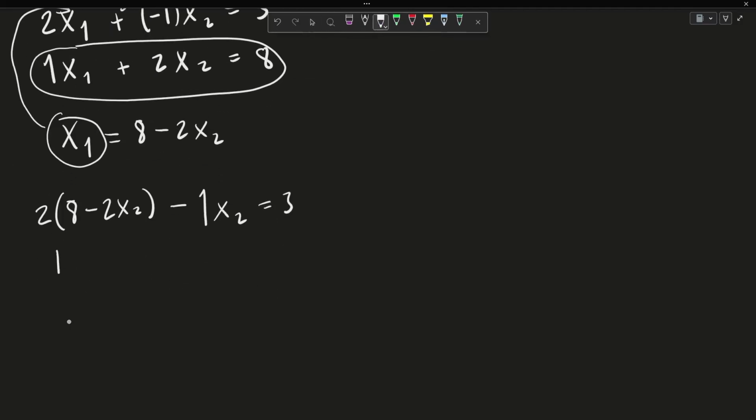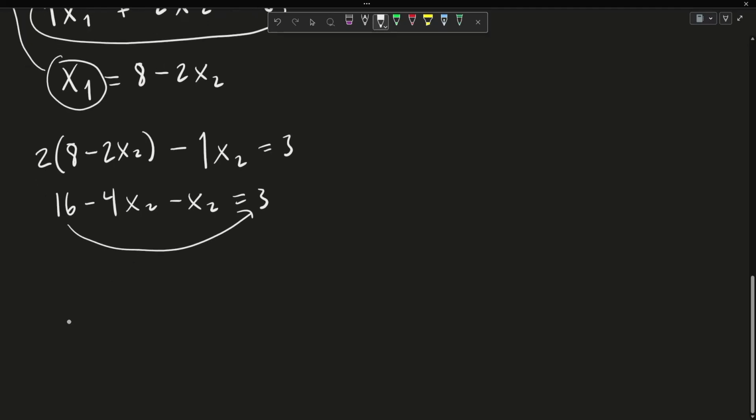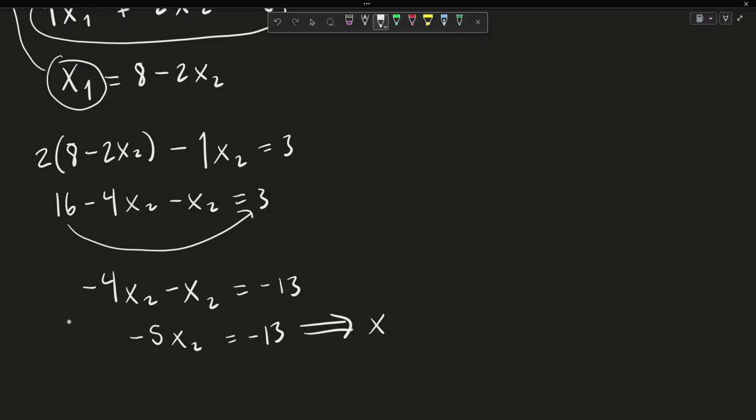Expanding this out, we have 16 minus 4x2 minus x2 equals 3. And if we take 16 over to the other side by subtracting 16 from both sides, we have negative 4x2 minus x2 equals negative 13. Finally, we have negative 5x2 equals negative 13, which implies x2 is equal to 13 over 5.